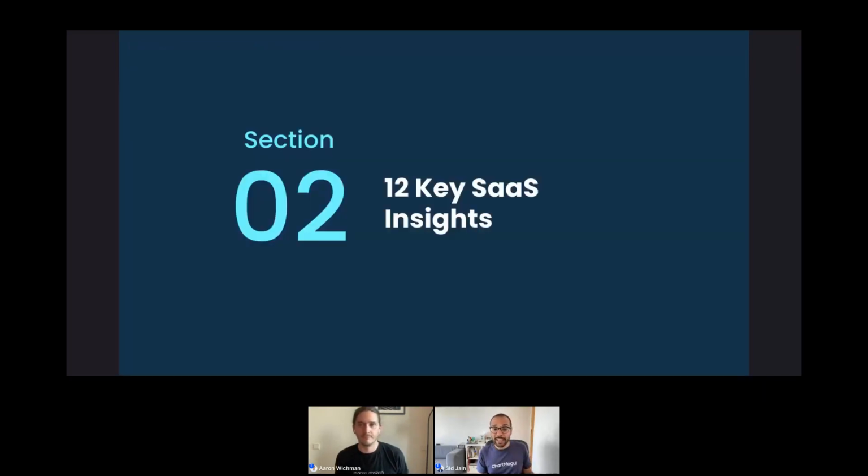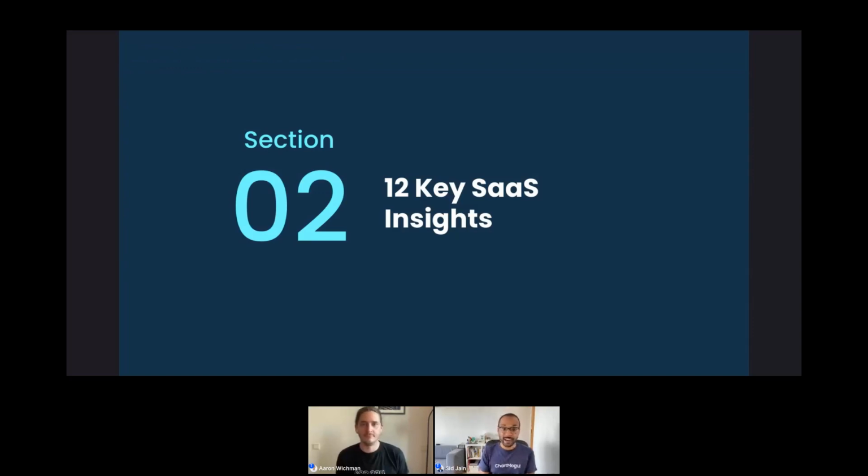Now moving on to probably the more interesting section for some of you, we'll cover SaaS benchmarks. We'll cover 12 key SaaS insights in this section. These insights are based on aggregated and anonymized data from thousands of SaaS businesses that use ChartMogul. So in essence, this is real data, and you can rely upon it as such.